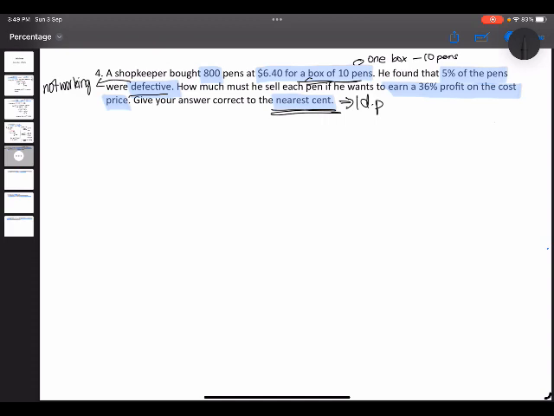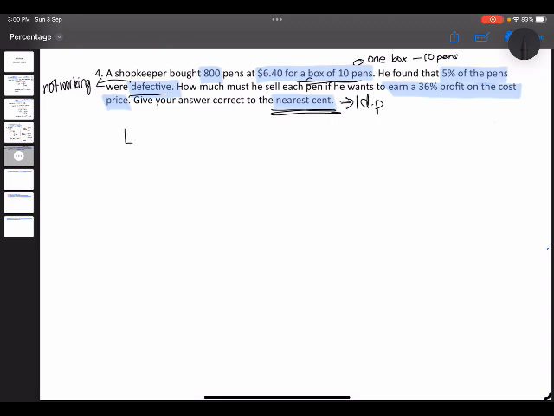So a box of 10 pens costs 640 cents. Okay. And 95% of the pens were working. And the question is asking how much must he sell each pen in order to earn a 36% profit on the cost price. So what do you think you should find first? You should find the number of pens which are still working.